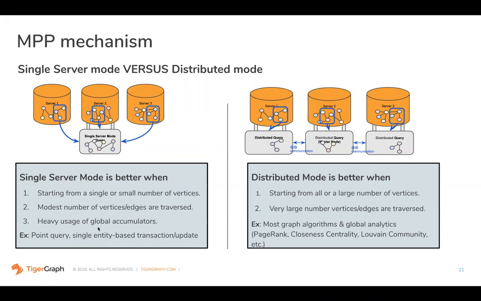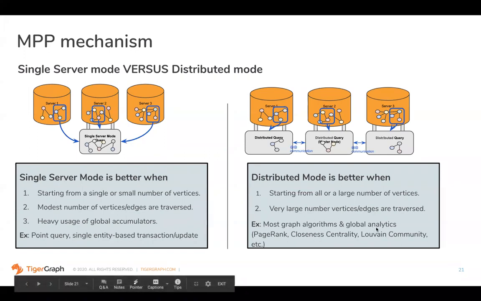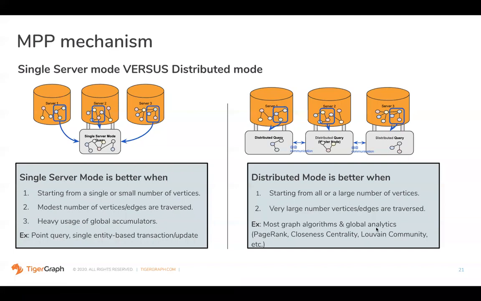Now, if you have complicated graph algorithms, or OLAP style queries that require a large number of vertices and edges to be traversed, then obviously you should use distributed mode. For example, PageRank, centrality, Louvain, these are the sort of algorithms that typically require you to deal with the entire data set. So those would be a good candidate for distributed mode.